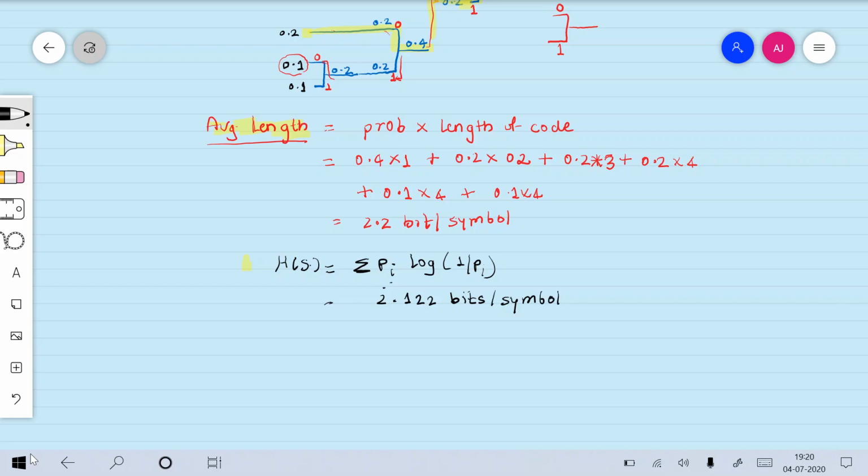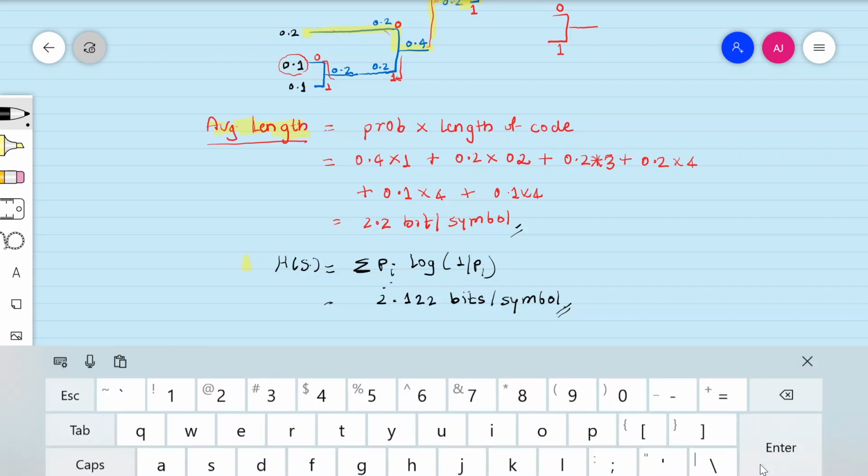Now if somebody asks you what is the redundancy in the code, redundancy is always the difference between your entropy and the average length of the code. So I hope this particular example is clear to you, how things are calculated. I have purposely shown it on the whiteboard because in none of the problems I did in the video did I show the average length and the H of S. So I hope these things are clear for you. We will see more examples in the next video.